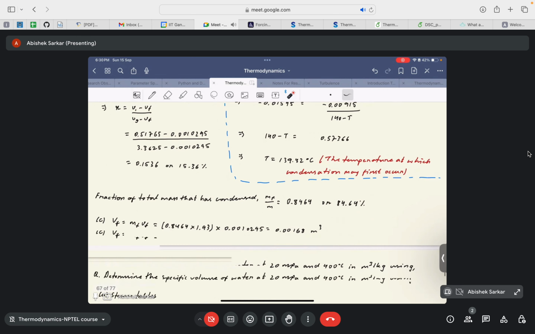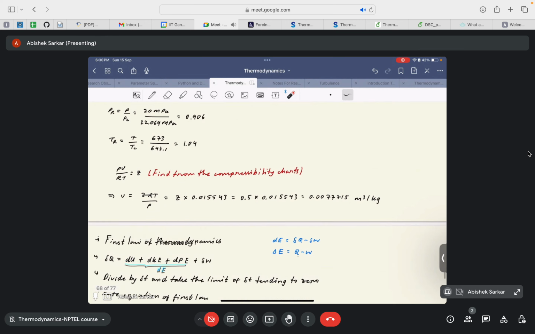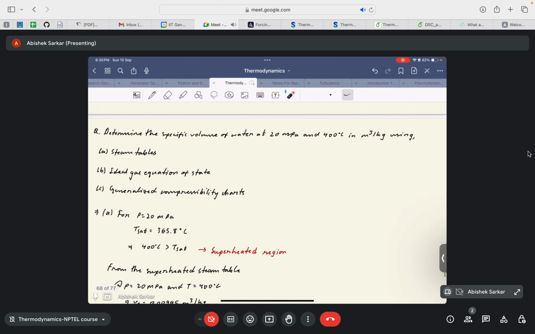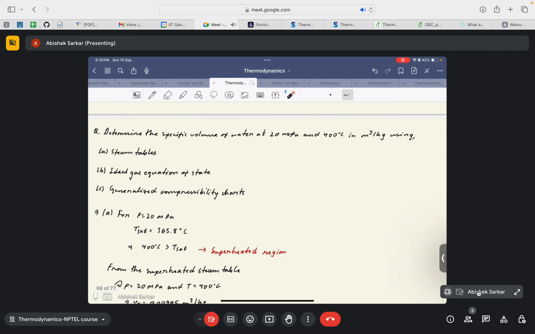So I will leave this question. It's a very good example actually. The question is regarding determining the specific volume of water at 20 megapascal and 400 degrees Celsius in meter cube per kg, using the steam tables, then the ideal gas equation, and the generalized compressibility charts. This is a very interesting exercise.